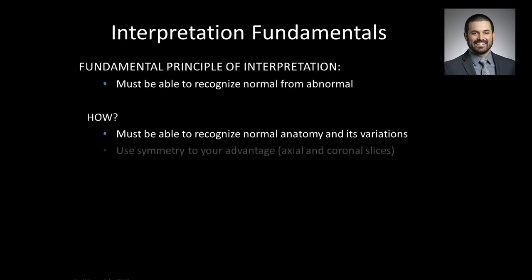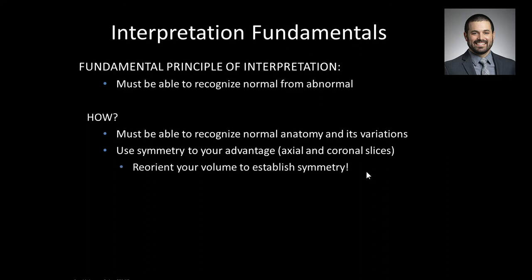The best things you can do are, number one, use symmetry to your advantage. Most anatomic variations are symmetrical, right versus left. And you can appreciate those in well set up axial and coronal slices. What I'll come to in a few slides is you can reorient your volume if your patient was scanned crooked, for example, to establish that symmetry and help you interpret the normal anatomy.